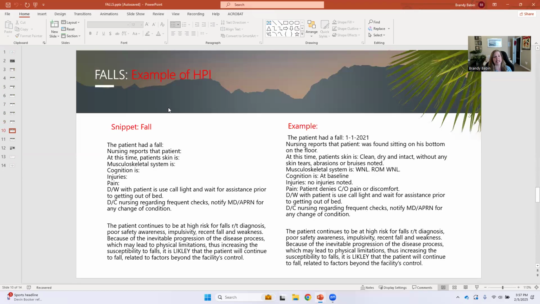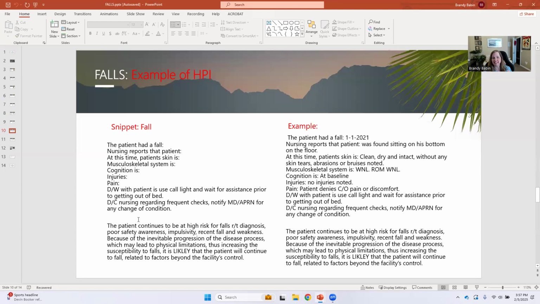So here's an example of an HPI. So here on the left is your snippet. It's just basically the patient had a fall, and then you fill in the blank. And then nursing reports that patient, and then you fill in the blank. So this is your blank snippet. You click fall, and this is what snippet comes up.